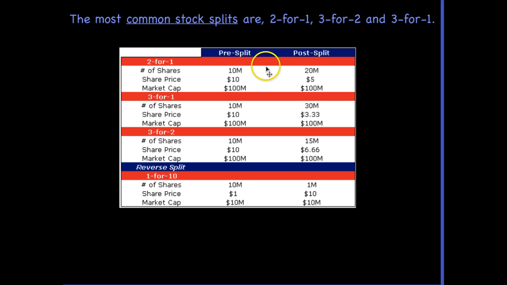So notice in all these cases, in a 2-for-1, let's look at that one. We have 10 million shares on the pre-split and then 20 million on the post-split, so it doubled. But look at our price. We used to have 1 share valued at $10 a share. Now each share is only valued at $5 a share. Easier to get into the market. But obviously your market cap, the total value, remains the same.